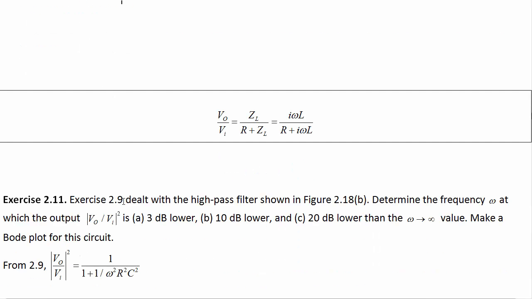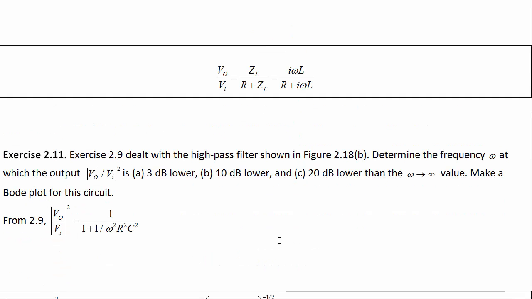Exercise 2.9 dealt with the high pass filter shown in 2.18b. Determine the frequency omega at which the output is 3 decibels lower, 10 decibels lower, and 20 decibels lower than the frequency going to infinity value. Make a Bode plot for this circuit.